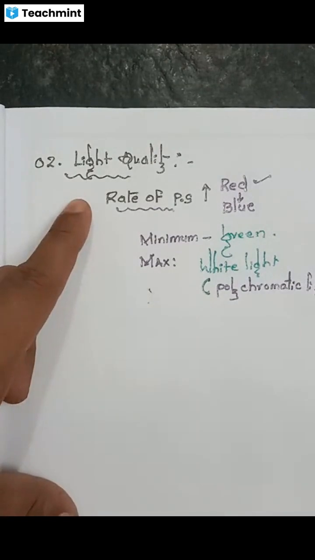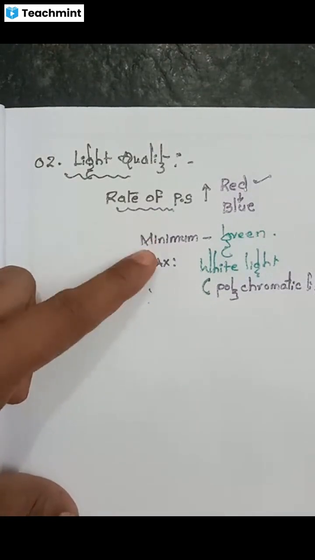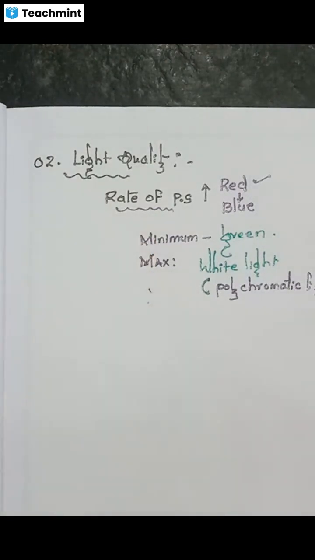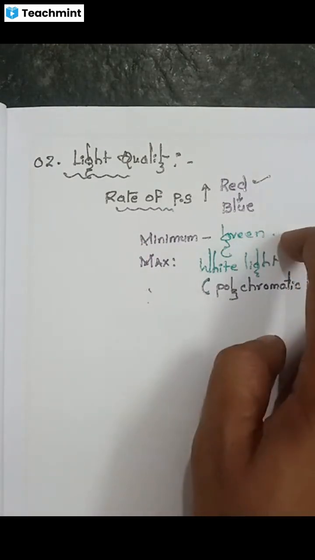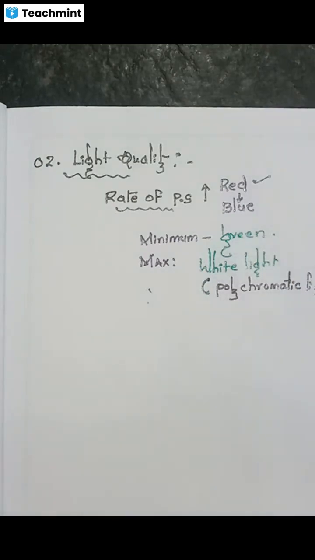The second factor is light quality. The rate of photosynthesis is high in red light, followed by blue. The rate of photosynthesis is minimum in green light because the plants do not absorb green light, it reflects. So it is minimum in green and maximum in white light. So clear.